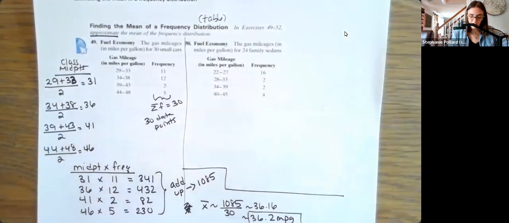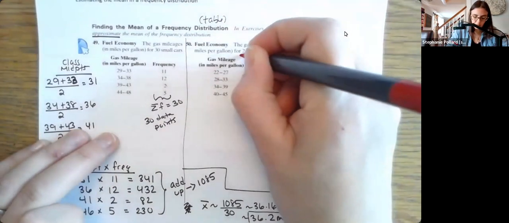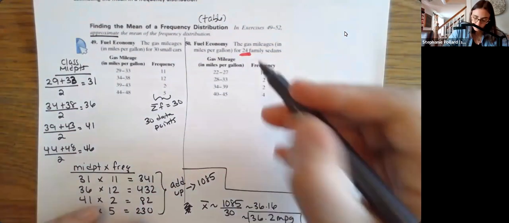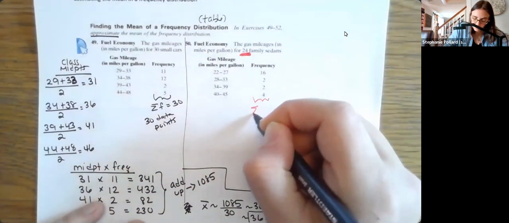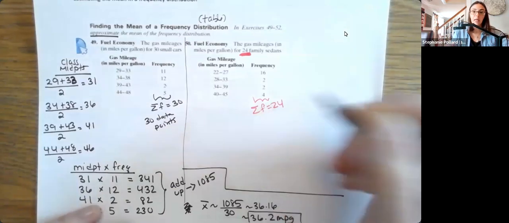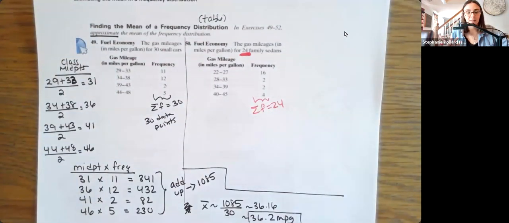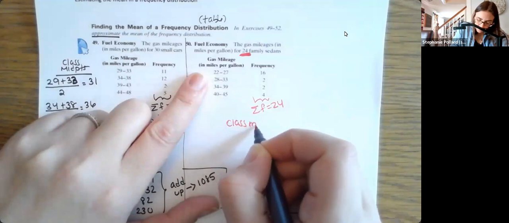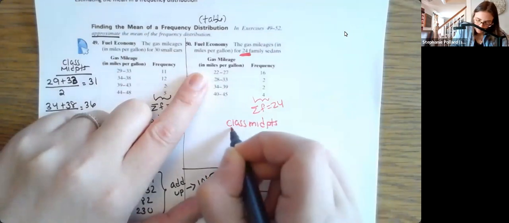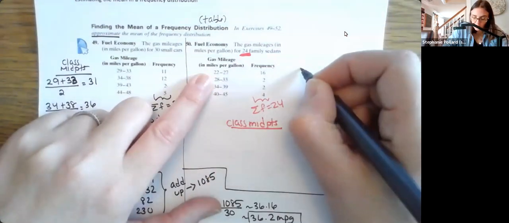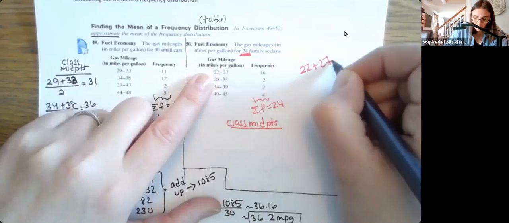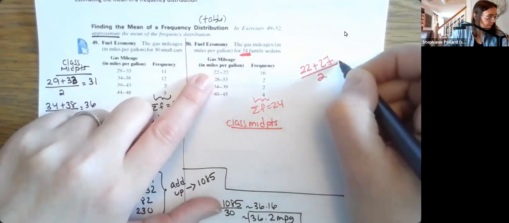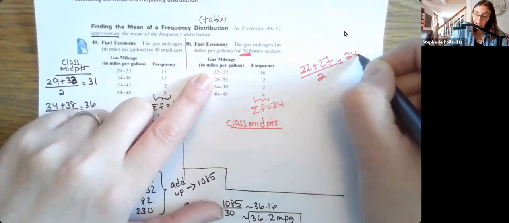All right, so this time we're looking at 24 data points. Just a little side note here, our sum of the frequencies is going to be 24 instead. But again, I don't have the raw data, right? So I have to use my table to approximate this. So I'm going to start by finding my class midpoints. The first row is going to be 22 plus 27. I'm going to add those together and divide by 2, and I get 24.5.